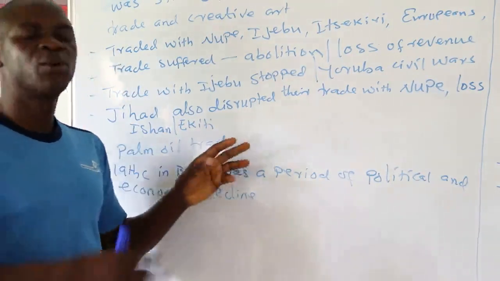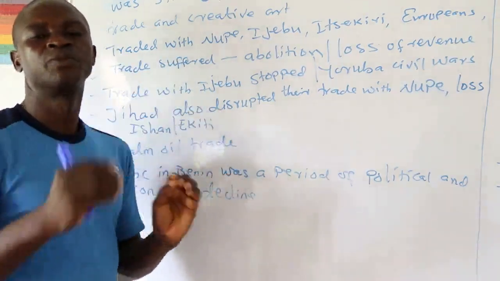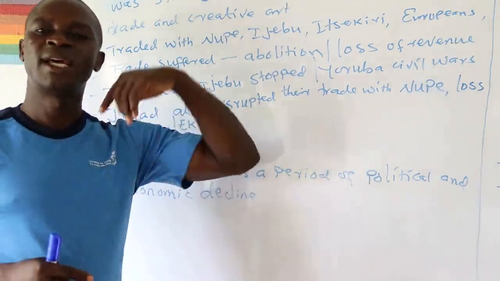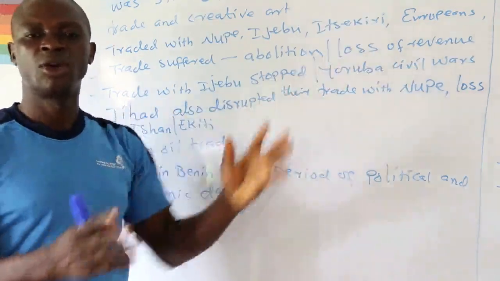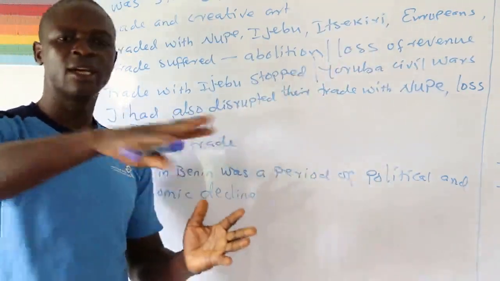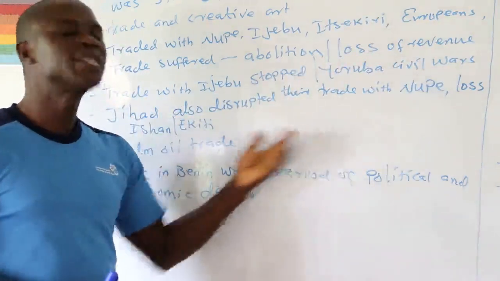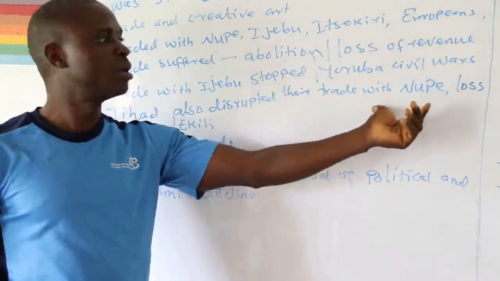Now, the palm oil trade was centered around the creeks, and Benin was located in the interior, in the hinterland, not close to the coastal area. So it placed her at a disadvantaged position.